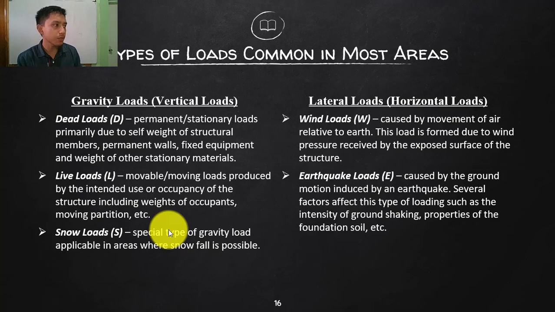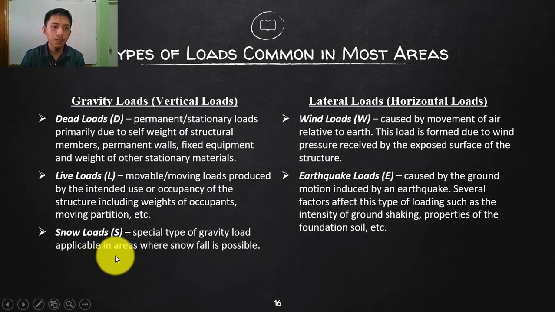An example is a movable partition, which is a partition that can be moved or transferred to different locations. What else? Moving loads, for example tables. Maybe this is an office, and next time we might rearrange the office. Those are considered movable loads, still live loads.